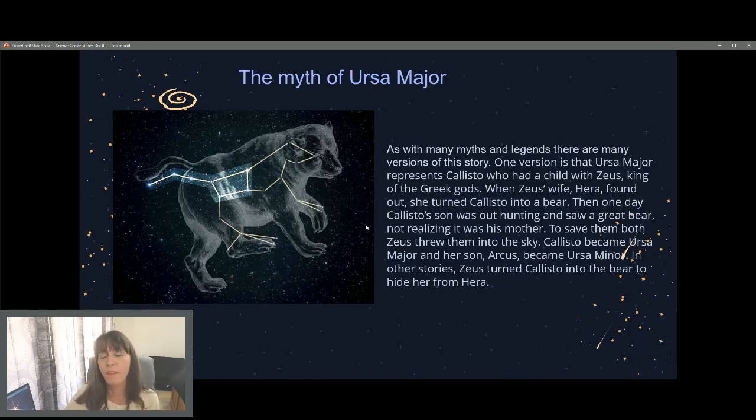All right, the myth. There's another one of our vocabulary words, myth. A myth is like a legend or a story that people have told over time. The myth of Ursa Major. As with many myths and legends, though, there are many versions of this story. And one version is the one that I'm going to tell you today, and it is about Ursa Major and Ursa Minor.